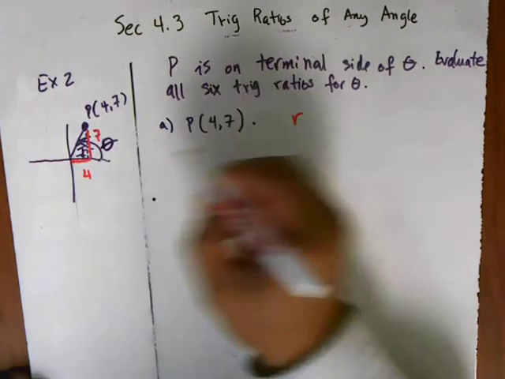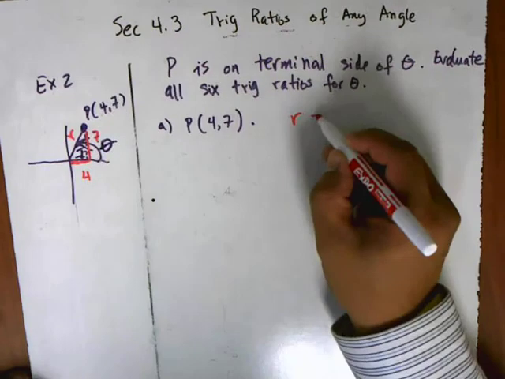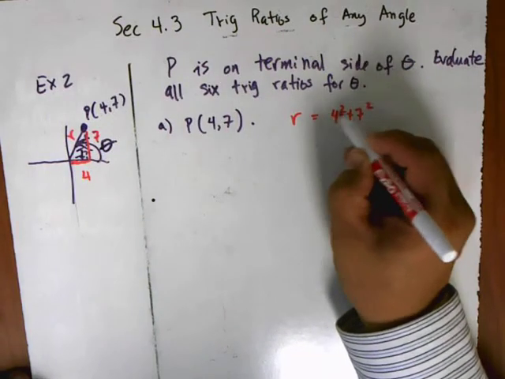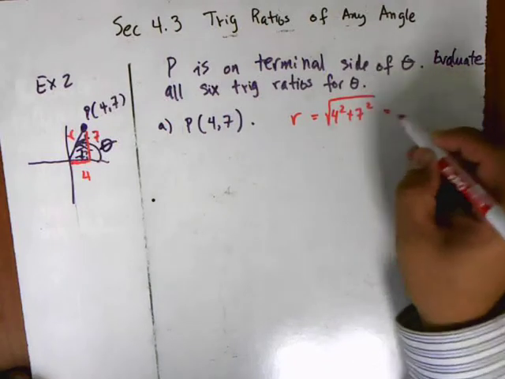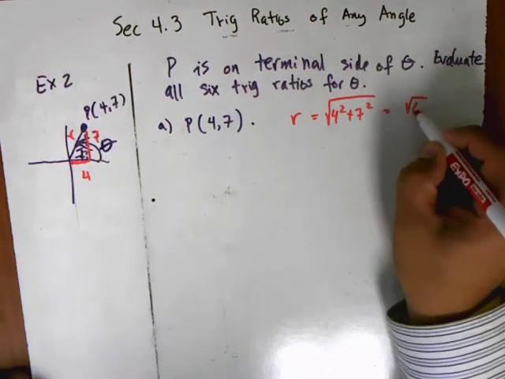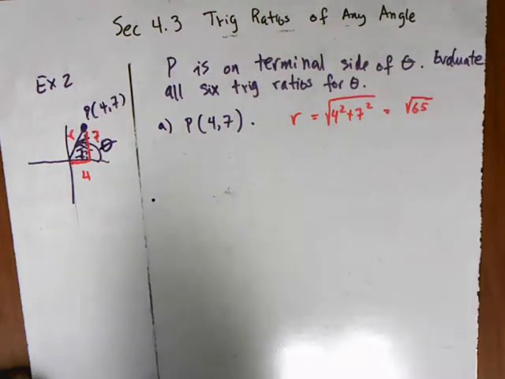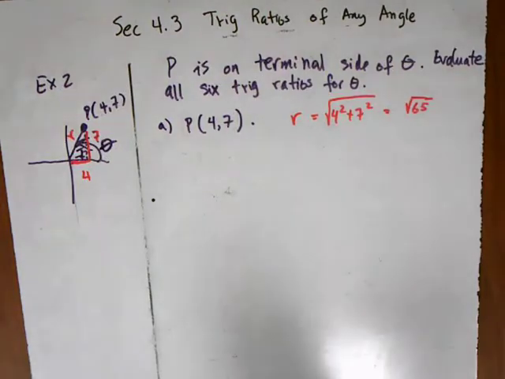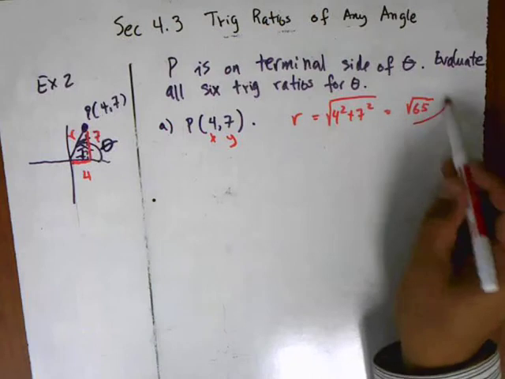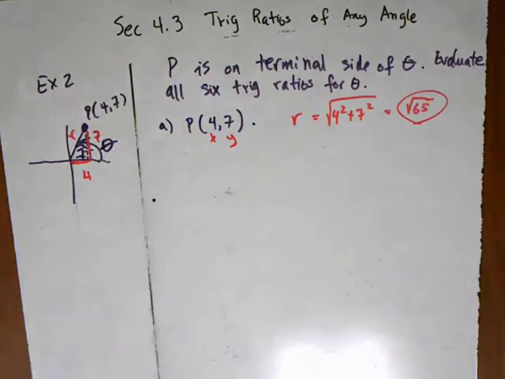And let's find r. R is right here. And we can use the Pythagorean theorem. R is 4 squared plus 7 squared, square root of the whole thing, which is 16 plus 49, that's 65. So square root of 65. This cannot be reduced any further. And so now we know that this is x, this is y, and this is r. We can fairly quickly get all of the ratios.